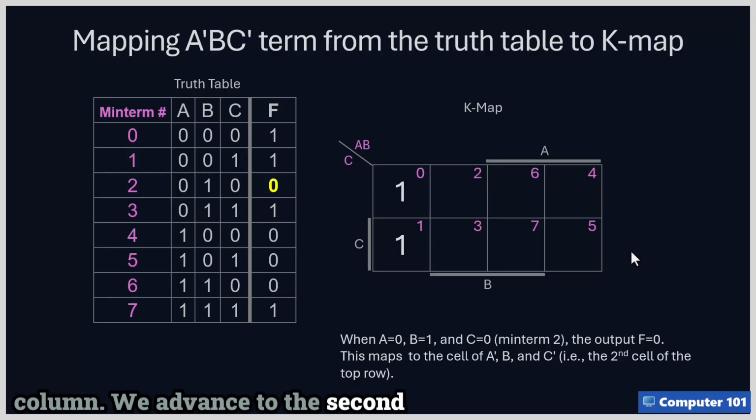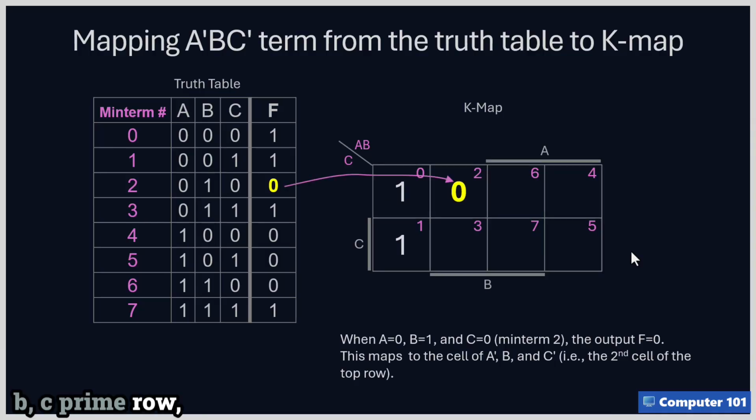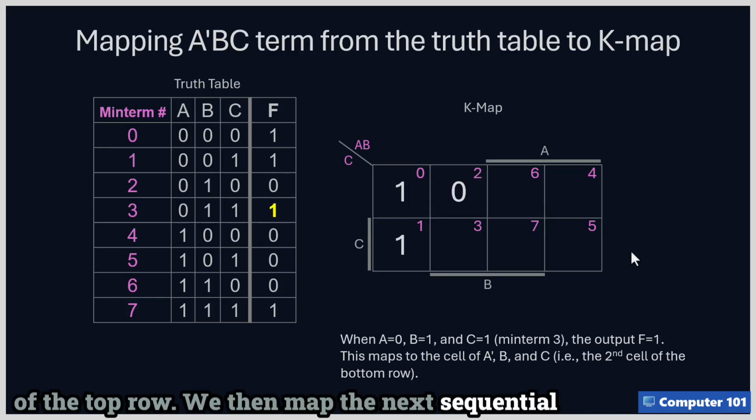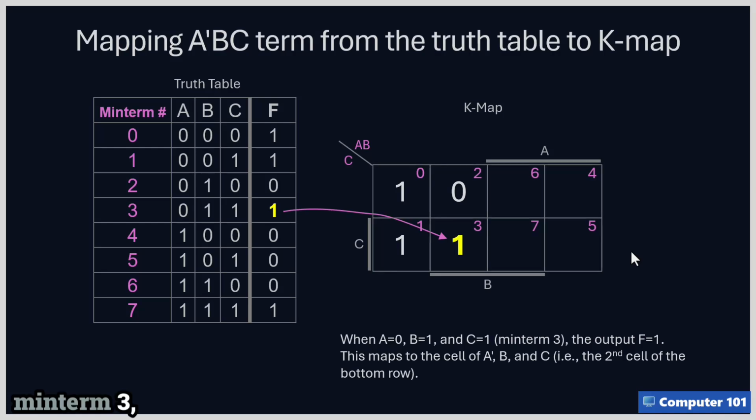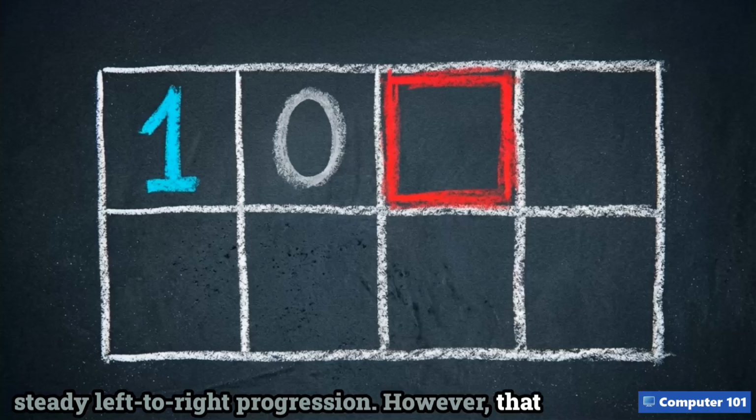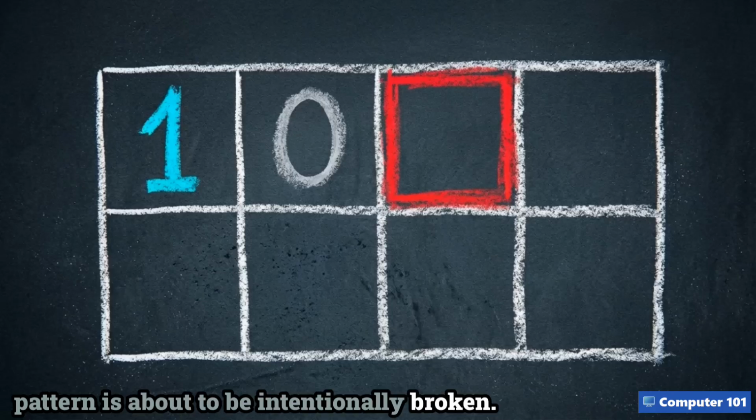We advance to the second column by changing variable B to 1. This addresses the A', B, C' row, or minterm 2. The truth table shows an output of 0, which maps into the second cell of the top row. We then map the next sequential row, minterm 3, where A is 0, B is 1, and C is 1, to the cell directly beneath minterm 2. This mapping confirms a steady left-to-right progression. However, that pattern is about to be intentionally broken.